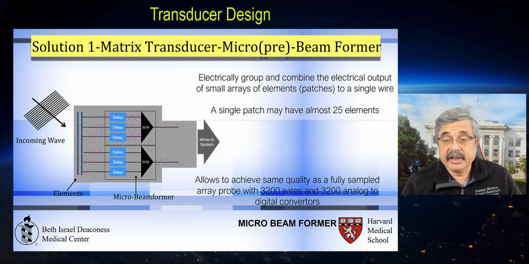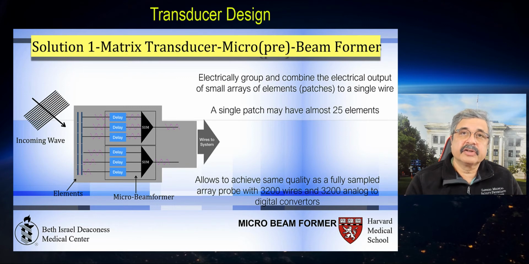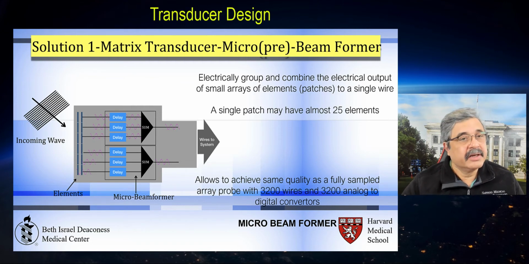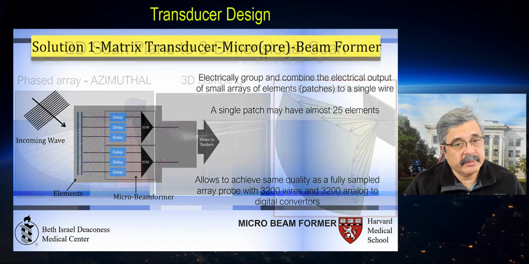And so a single patch could have almost as many as 25 crystals feeding into it at the same time. So it allowed them to achieve the same quality as a fully sampled array probe with 3,200 wires and 32 analog to digital converters. So the first stage conversion of signal that used to happen in the ultrasound system would happen in the TE probe and the ultrasound head now. So that was the first technological innovation, to create a microbeamformer.